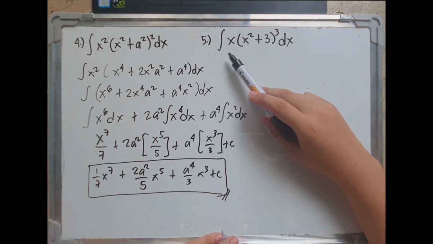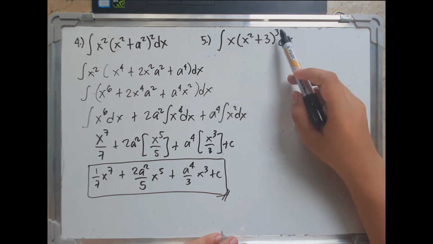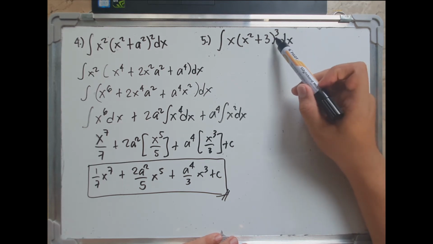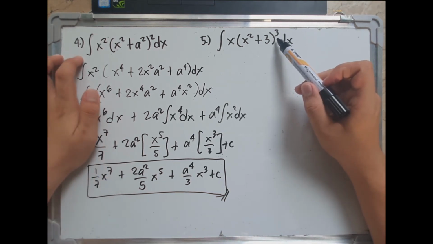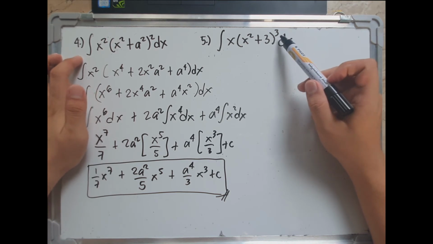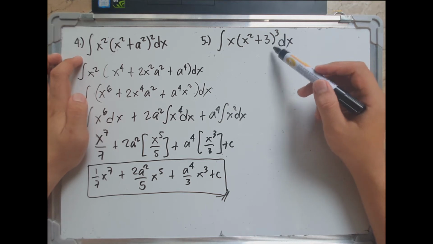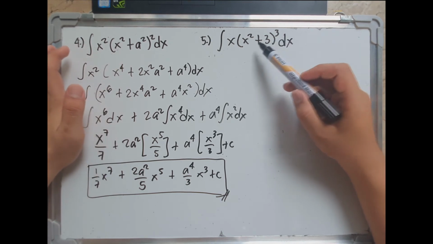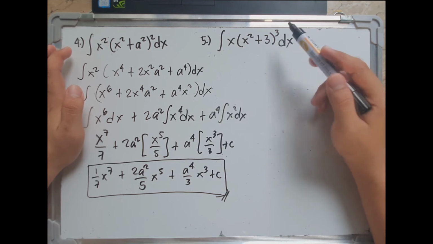Number 5, we have the integral of x times quantity x squared plus 3, quantity raised to the power of 3, dx. Now if we expand the cube, it would be possible, just like with number 4. But the cube is a longer expansion than the square. So how about letting x squared plus 3 as our u?